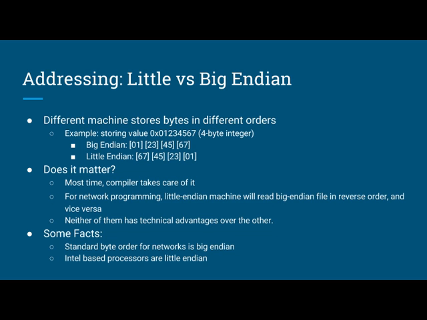There are no advantages between one and the other. So it's okay, it doesn't really matter whether a machine is big endian or little endian. It's just a convention thing. If we just pick big endian and stick with it, we'll be fine. And the same goes for little endian.